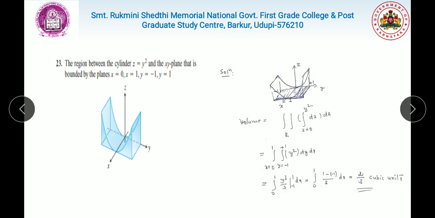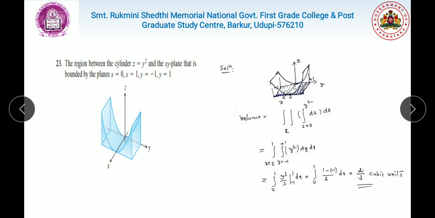And the next question: the region between the cylinder z equal to y square and the xy plane, that is bounded by the planes x equal to 0, x equal to 1, y equal to minus 1, y equal to plus 1. So this is the solid. You are required to find the volume of this solid. So you can project this into the xy plane. When you project this solid into the xy plane, it becomes a rectangle there.